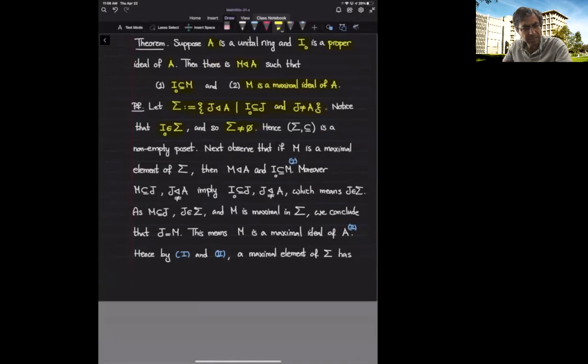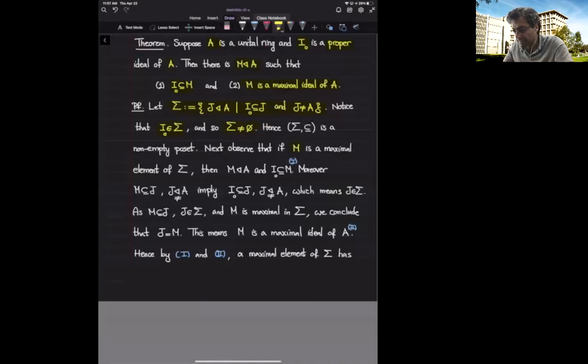But why is that relevant to the thing that we want to understand? We want to show that there is a maximal ideal of A that contains I naught. So let's prove that a maximal element of the poset sigma is a maximal ideal of A, and it does contain I naught. So let's see why this is the case.